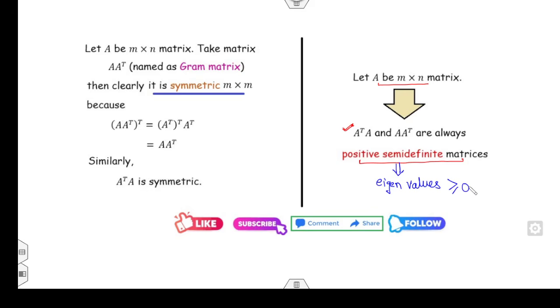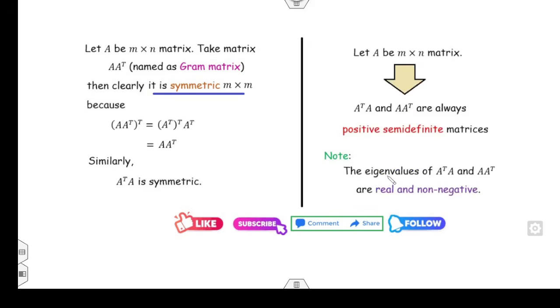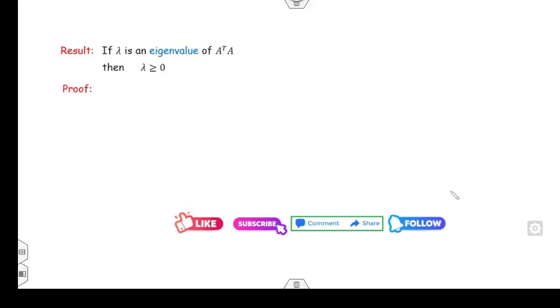So let's start with the first result, that the eigenvalues of A transpose A and A into A transpose are real and always non-negative. Make sure, because both matrices are symmetric, and we all know the eigenvalues of a symmetric matrix are always real, but since they are positive semi-definite, the eigenvalues are always non-negative. The first result is that if lambda is an eigenvalue of A into A transpose, then lambda is greater than or equal to 0. The proof is very simple.